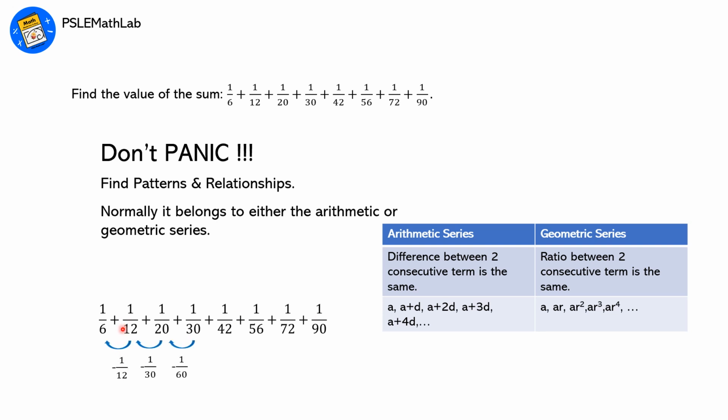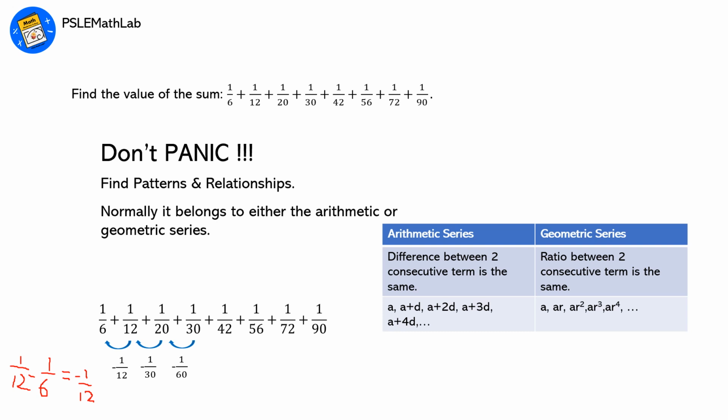So we use the difference. We find the difference between the first and second term. So we use 1 divided by 12 minus 1 divided by 6, which is 1 divided by 12 minus 2 divided by 12, which is negative 1 divided by 12. So the difference between the first two terms is negative 1/12.